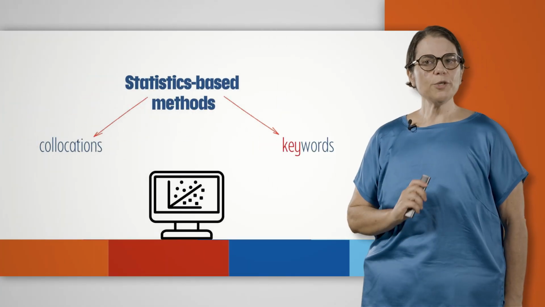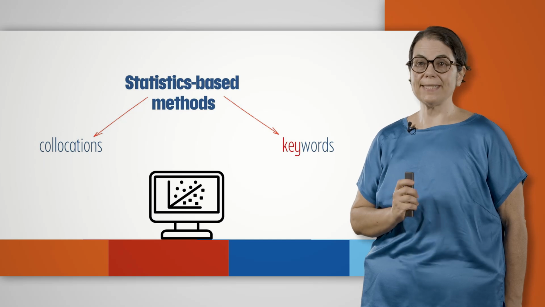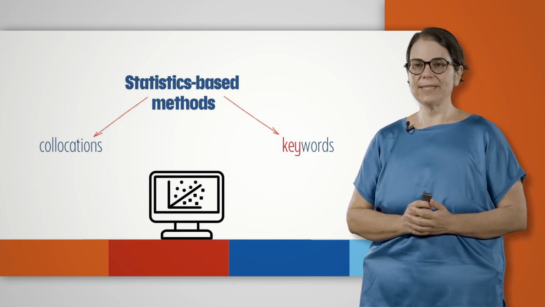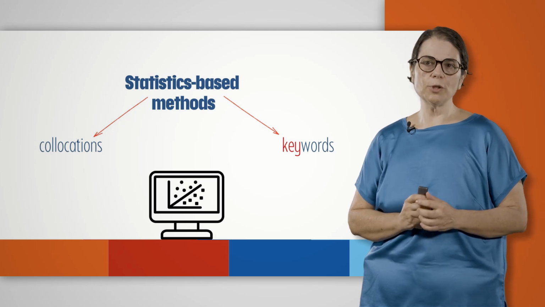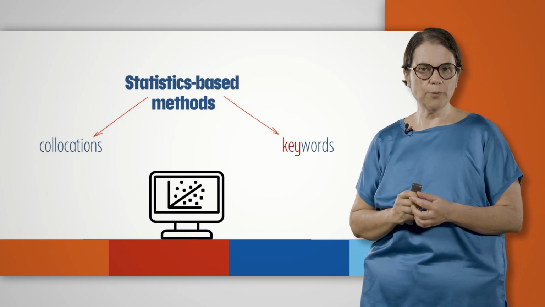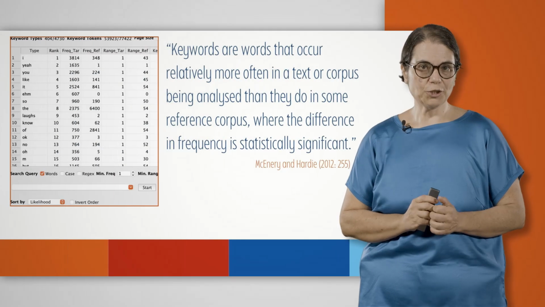In this lesson, we use more sophisticated and hopefully more accurate methods based on statistical significance. You will understand what we mean by statistical significance in a moment. We introduce two more tools, a corpus-driven one, keywords, and a corpus-based one, collocations. But first of all, a definition.